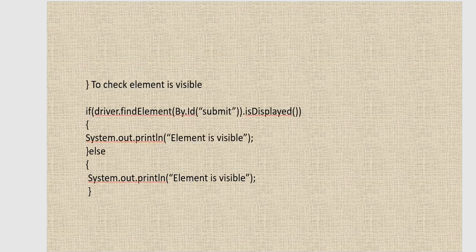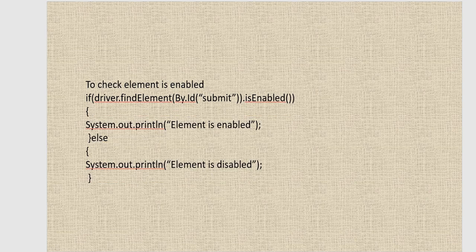Next is to check whether the element is visible. To check the visibility of the particular element, we first locate that element and use the isDisplayed method, which is a method of the web element interface.